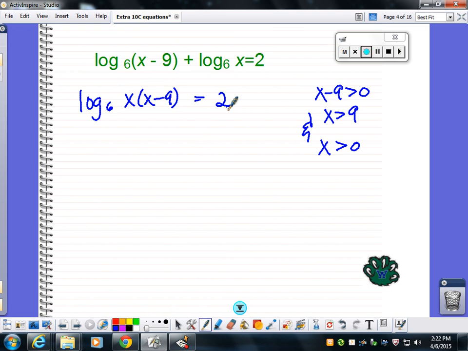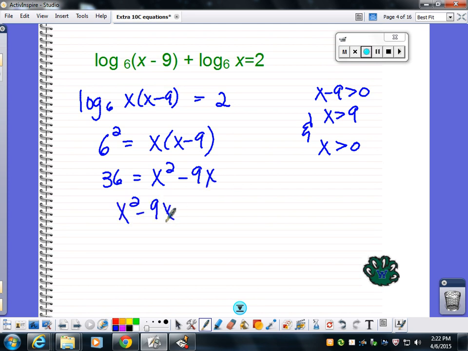Alright, now I want to change the form. So 6 squared is equal to x times x minus 9. I'm going to solve for x. So 6 squared is 36. Distribute my x. Alright, it's a quadratic, so I need everything on one side.